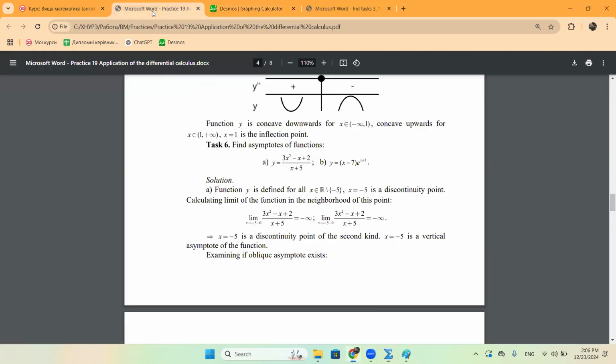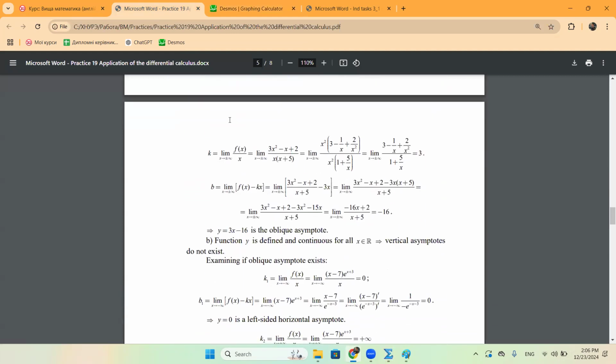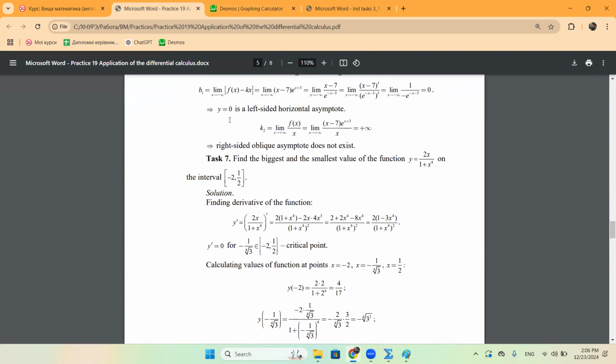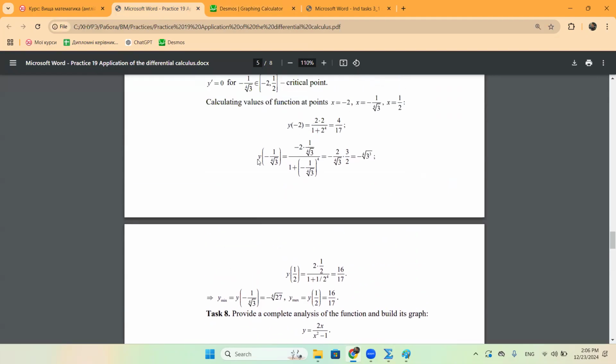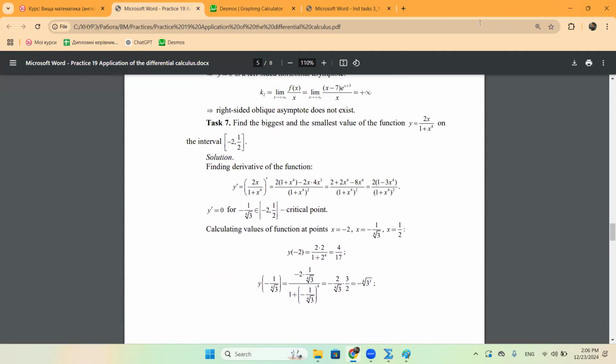So now let's have a break for 5 minutes, and then we will calculate minimum and maximum values of a function, and then provide a full function analysis. So now, a break for 5 minutes.